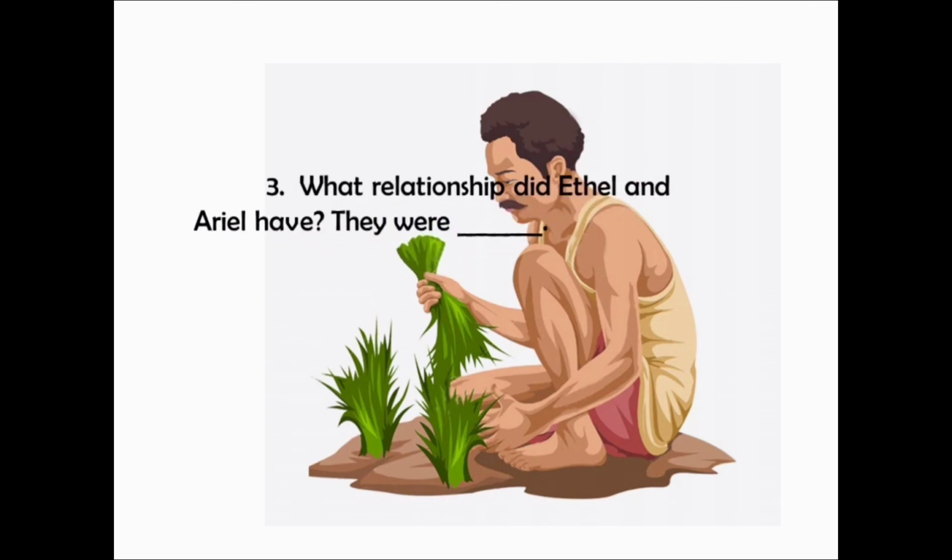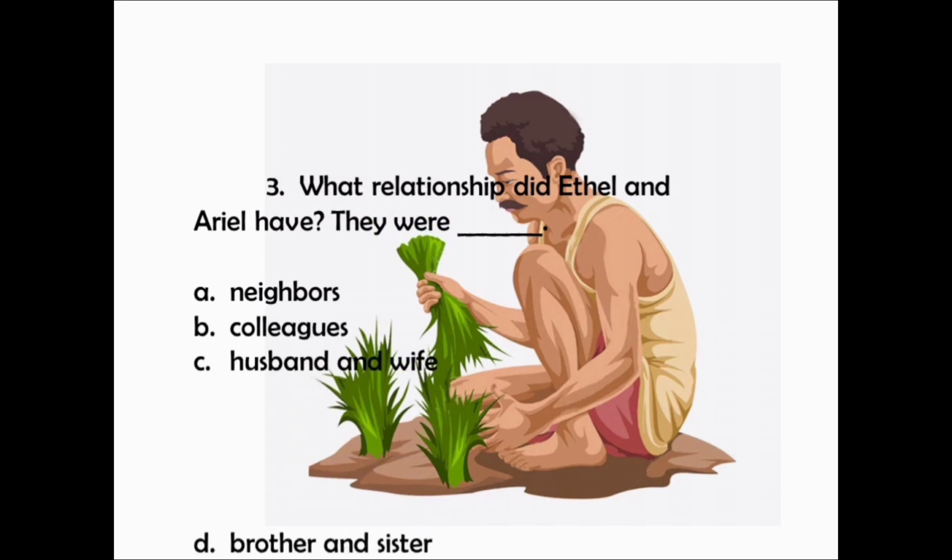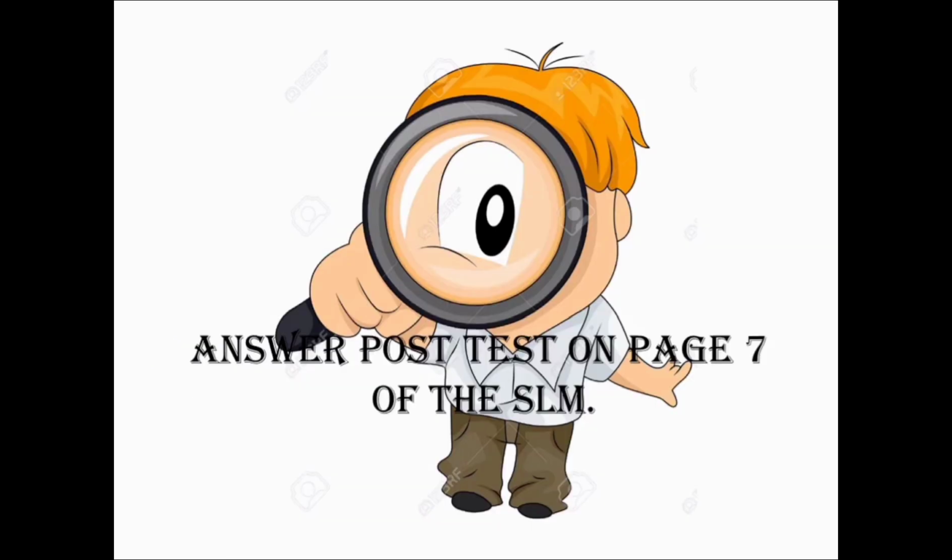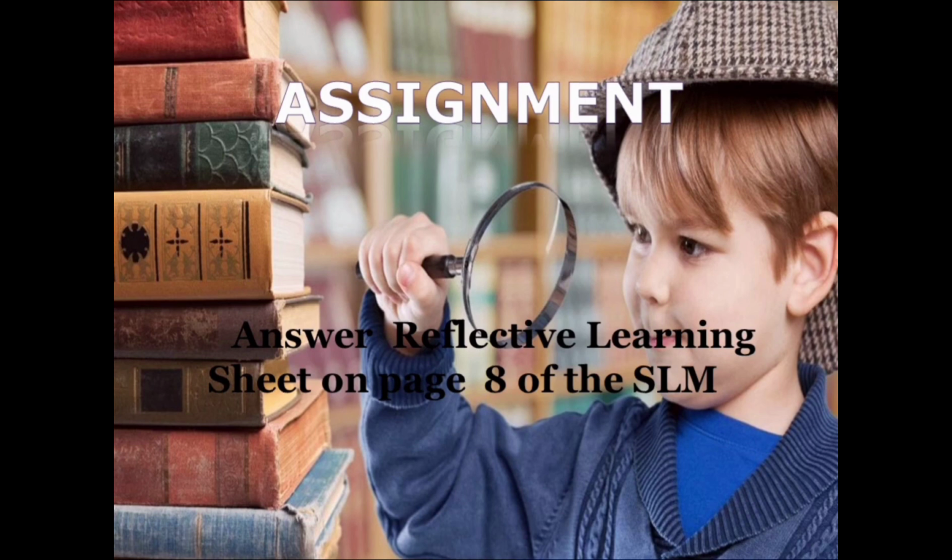What relationship did Ethel and Ariel have? They were blank. A. Neighbors. B. Colleagues. C. Husband and wife. Or D. Brother and sister. Tell me your answer. You've got it right. C. Husband and wife. This time, answer the post-test on page 7 of the self-learning module. And for your assignment, answer the reflective learning sheet on page 8 of the self-learning module.